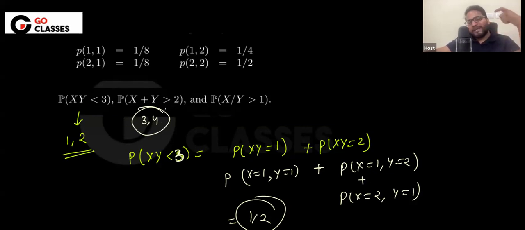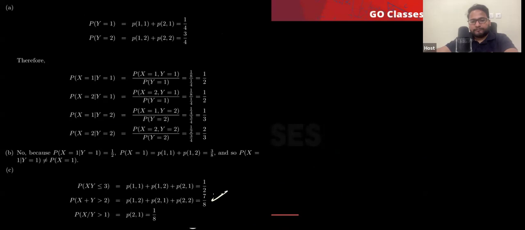So when can x plus y be 3? Whenever x is 1 and y is 2, or 2, 1, or 2, 2, right? These three you need to add. Which means you are leaving out this, which means this is how much? If you're leaving out 1 by 8, then it is 7 by 8, right? Okay. So 7 by 8 should be the answer for the next one. 7 by 8, right? Okay.